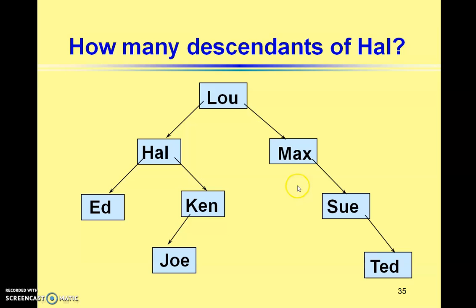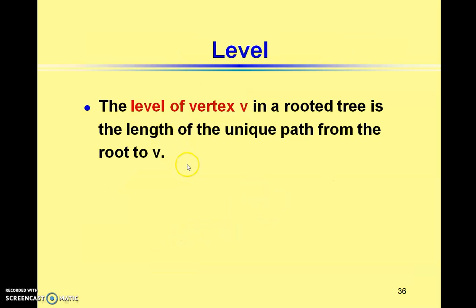Does that make sense? Ken has Joe. Hal has Ed and Ken and Joe. The level of vertex V in a rooted tree is the length of the unique path from the root to V.